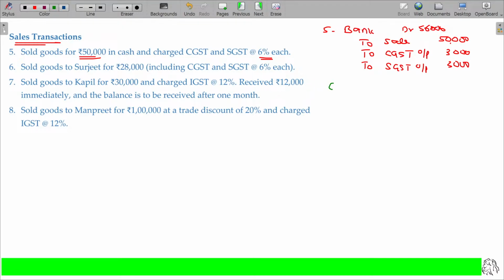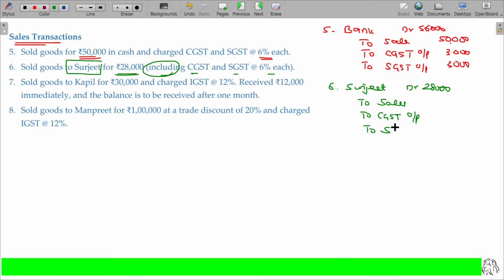Sixth one. Sold goods to Surjit for 28,000, including CGST, SGST 6%. As the name is given, we assume that the sale is on credit. So Surjit's name is going to be debited. Surjit account debit, and this is the total value 28,000, which is inclusive of CGST and SGST. To sales, to CGST output, to SGST output.